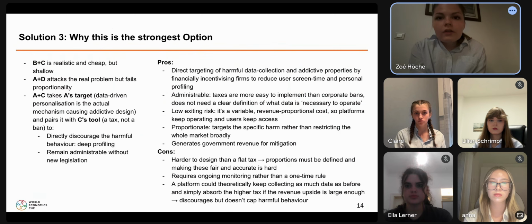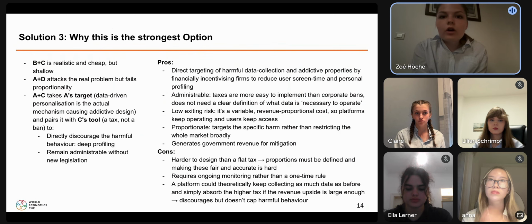This is our strongest option because our solution 2, B and C, is realistic and cheap, but a shallow way of tackling this issue, while solution 1, A and D, attacks the real problem but fails proportionality. This solution takes A's target, the data-driven personalization, and pairs it with C's tool of taxation instead of a legislative ban to directly discourage the harmful behavior of data profiling, but still remain administrable without new legislation.